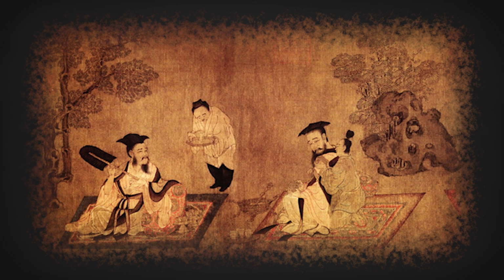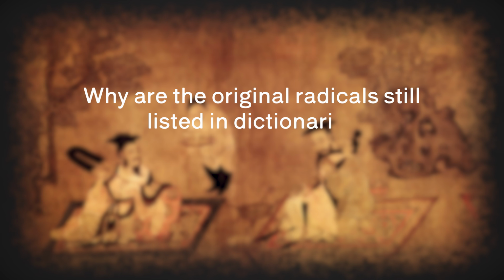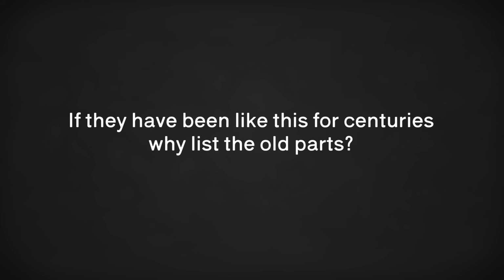What is important is that they are still listed separately. They took on these simpler forms far from recently, so that begs the question: why are the original radicals still listed in dictionaries all these years later? If they have been like this for centuries, why list the old parts?